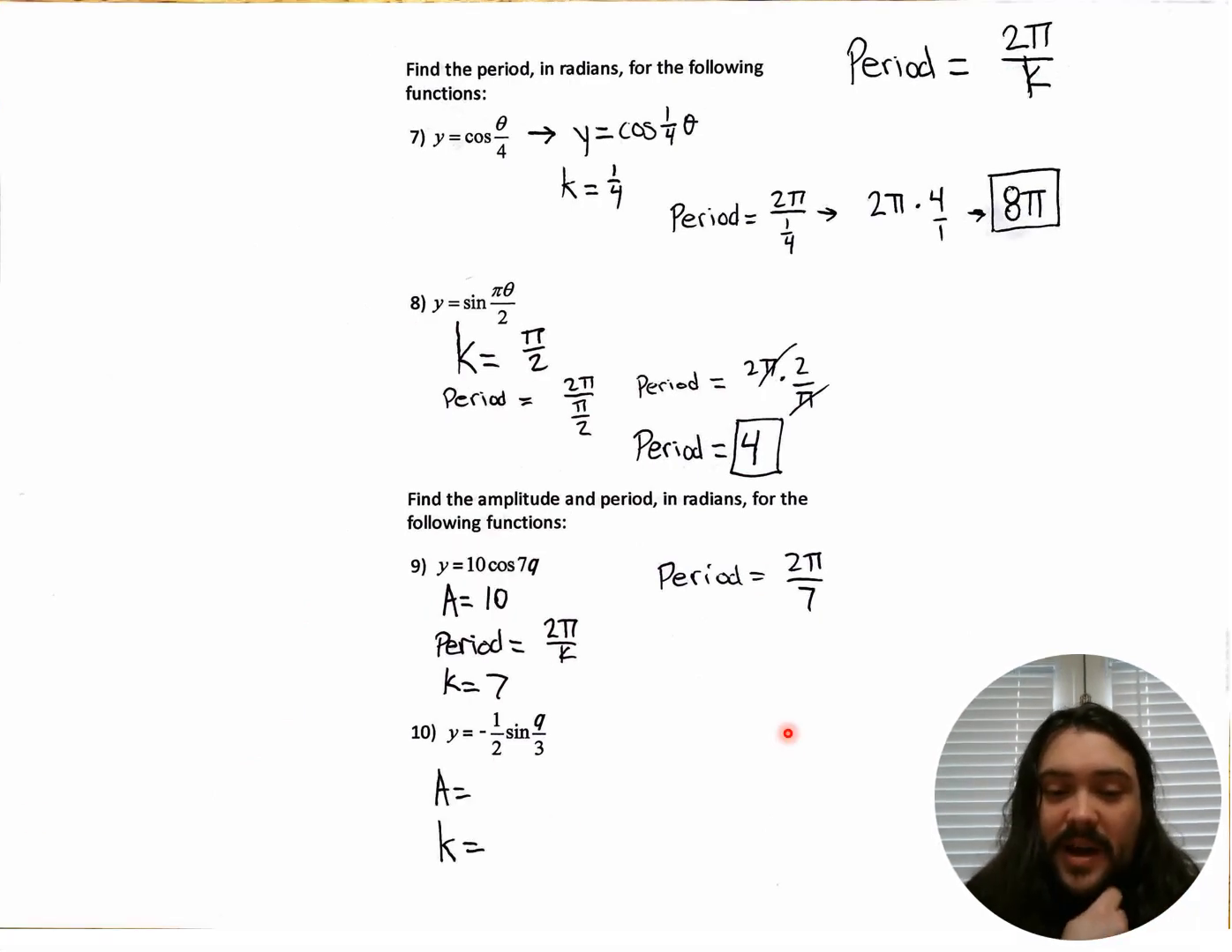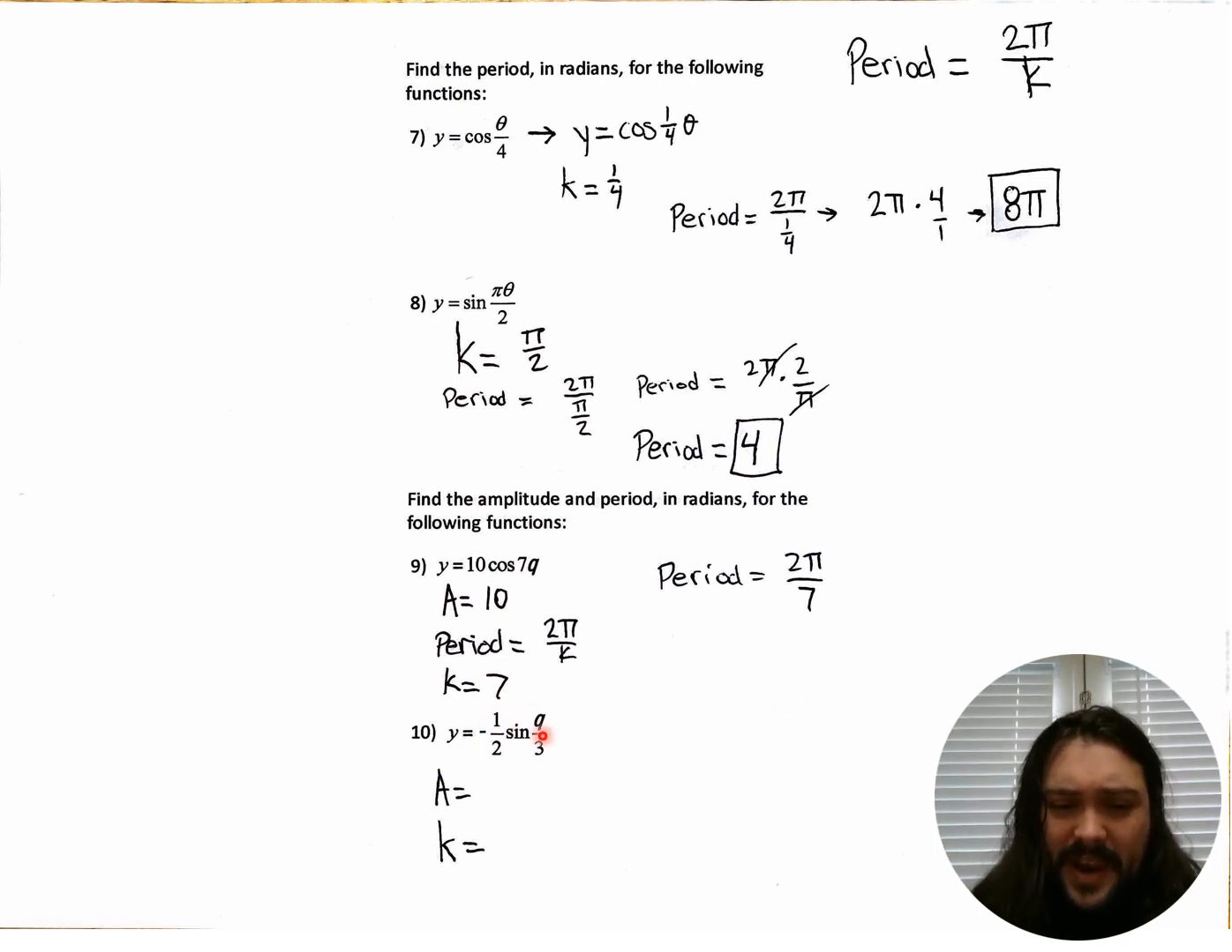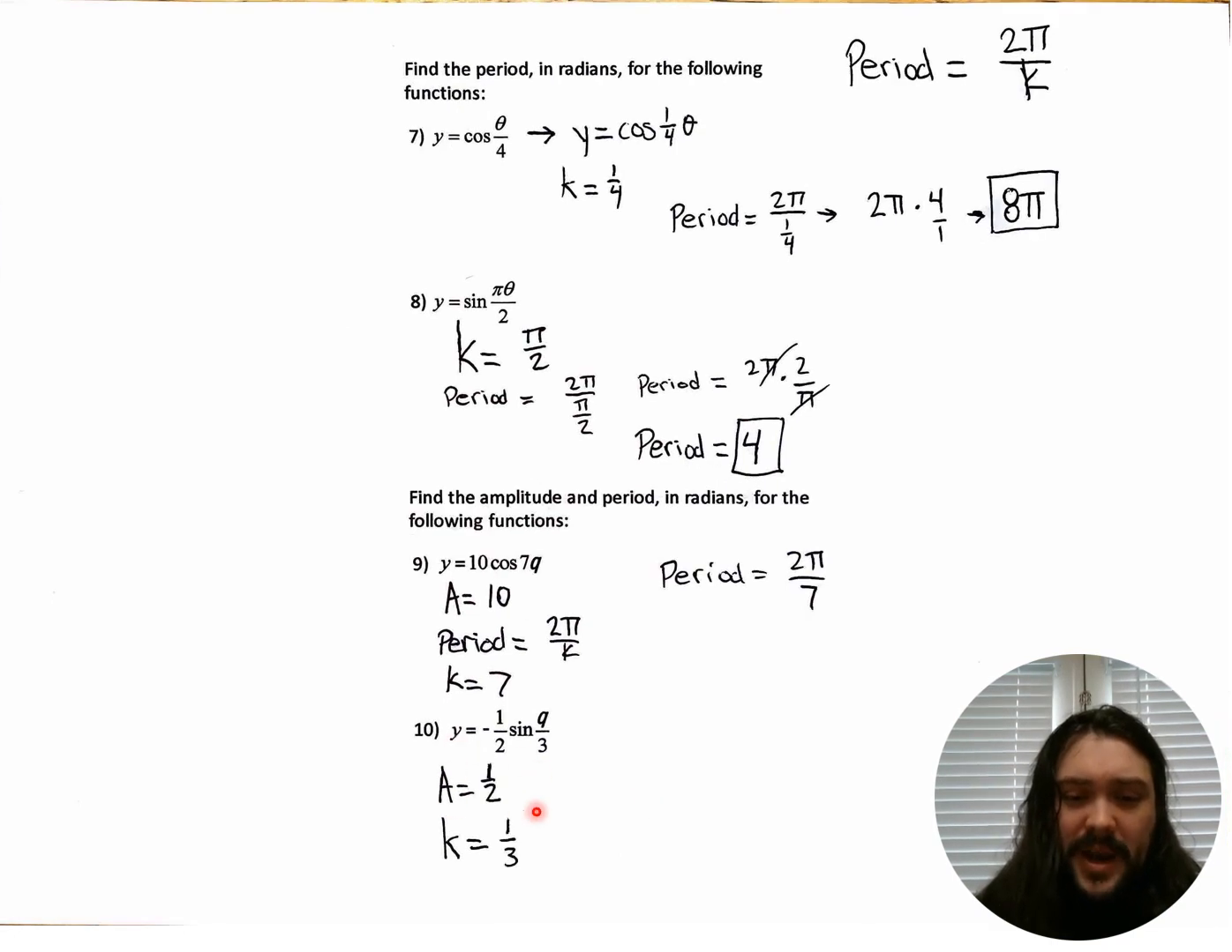Number 10, we've got y equals -1/2 sine of, again, theta over 3. That's supposed to be a theta. It's not. So A, our amplitude is, let's see, we have a -1/2. Remember, amplitudes are always positive, so we just get a 1/2. Our k value, we're dividing by 3, so that's the same as a k of 1/3.